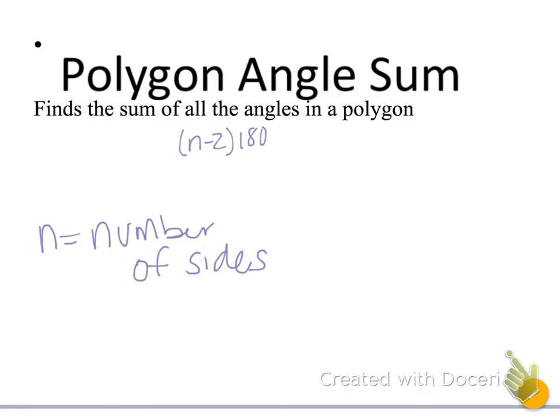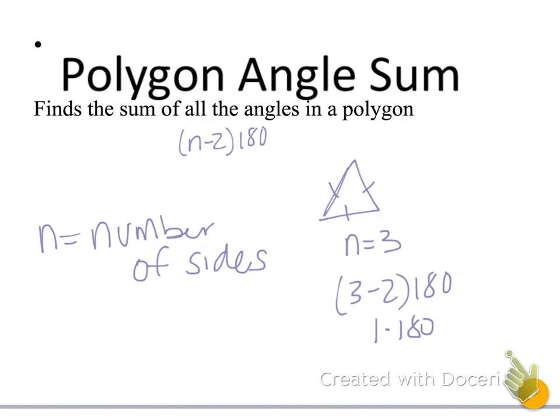Okay, so if, for example, I do a triangle, so triangle has 1, 2, 3 sides. So my n would be 3, because that's my number of sides, and then I plop it in that equation. This will tell me how many total degrees are inside my figure. So 3 minus 2 gets me 1, because we do our order of operations first. Parentheses would be first. 1 times 180 would be 180 degrees, which is true, because there's 180 degrees in a triangle. So that finds my total sum of the degrees in a polygon.